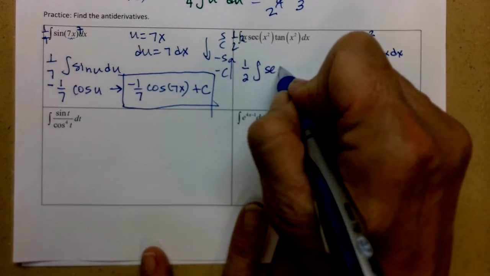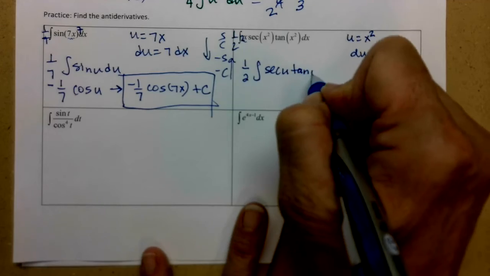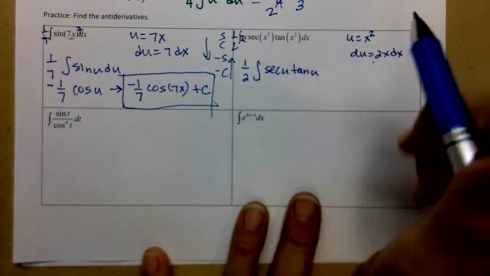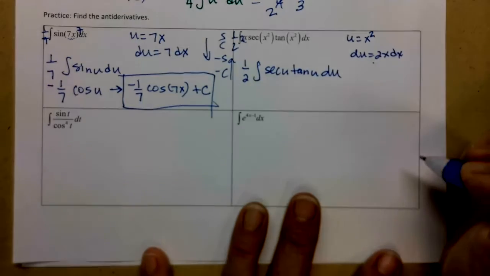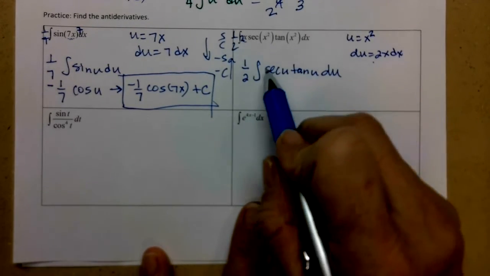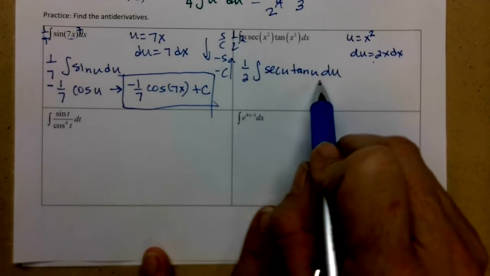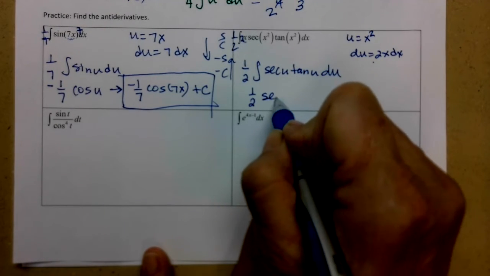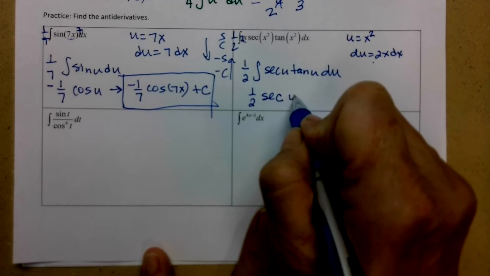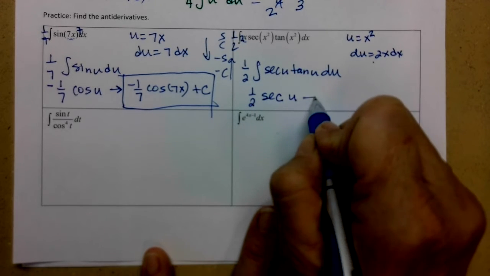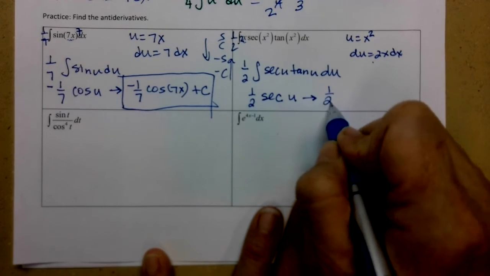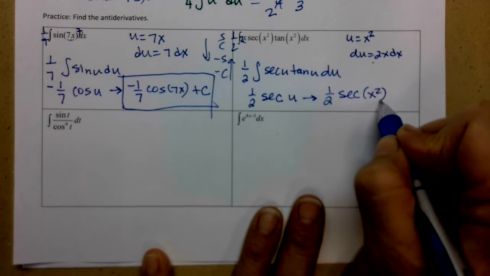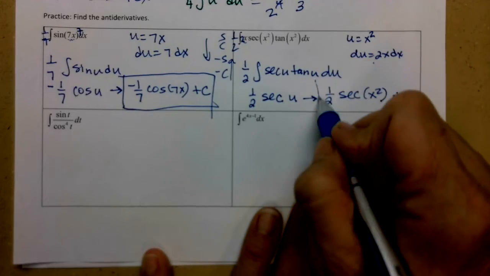So now I have secant u, tangent u, and then the 2x dx, that is equal to du. So there's du, right? So then, what's the antiderivative of secant u tangent u du? Right? So 1/2 secant u, back to x's, 1/2 secant x squared plus c.